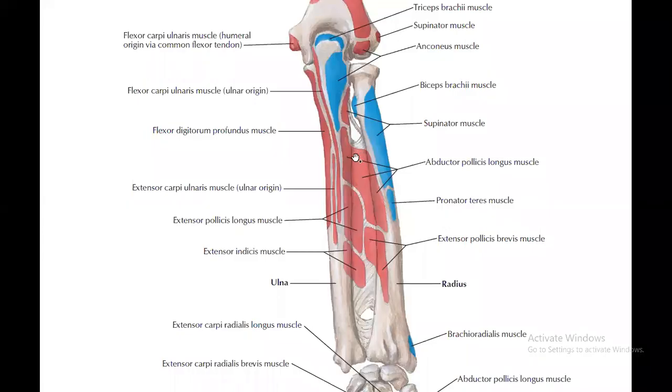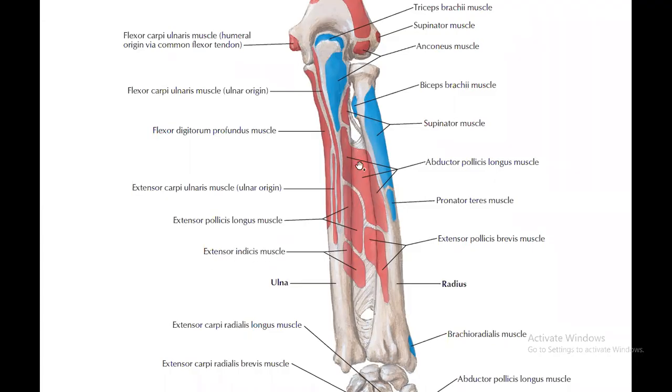Now see these three muscles along the posterior surface. From above downward, that is the abductor pollicis longus. The function of this muscle is to abduct the thumb. And the next muscle is the extensor pollicis longus muscle. The action of this muscle is extension of the thumb. Next is the extensor indicis, which extends the index finger. That is the function of this muscle.